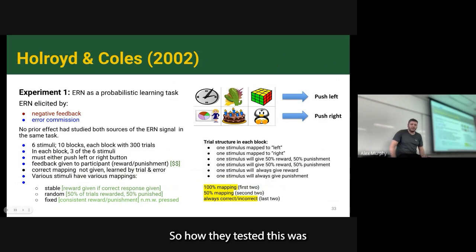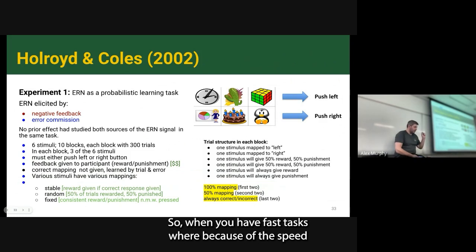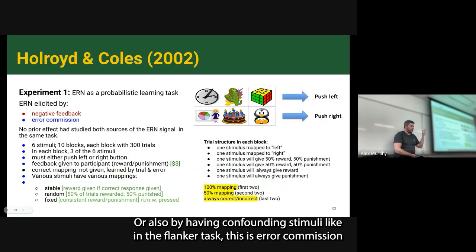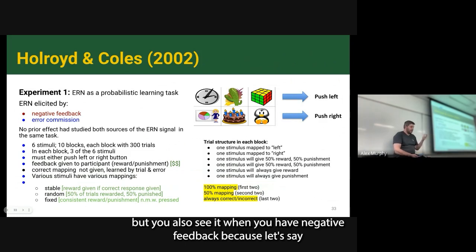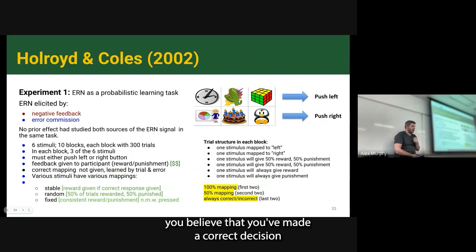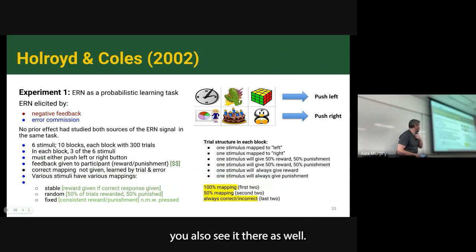So how they tested this was they first took the idea that they know that the ERN can be elicited by negative feedback and also error commission. So when you have fast tasks where, because of the speed, you might make an error, you might instantly know it, or also by having confounding stimuli, like in the flanker task, this is error commission. You see the ERN at this point as well. But you also see it when you have negative feedback, because let's say you believe that you've made a correct decision according to the task, but the signal comes back negative. You also see it there as well. So they wanted to combine what's going on in both of these.